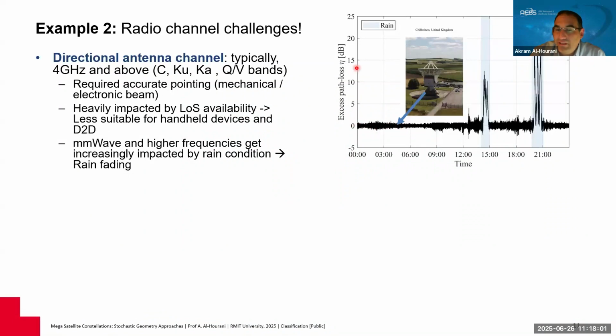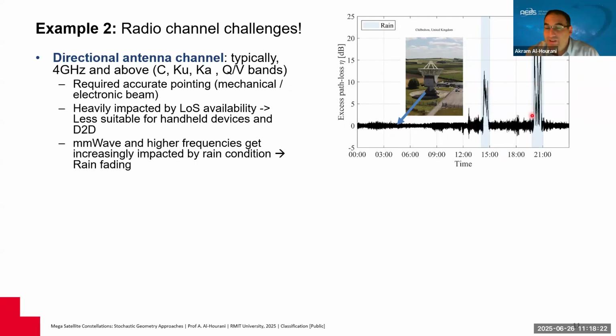What you note here, the x-axis is the time, the y-axis, we call it the excess path loss. So this is the additional path loss on top of the free space path loss. So 0 means there is no additional loss, but then note here at some point, the losses were around 10 decibel, and at another point, the losses were about 20 decibel.